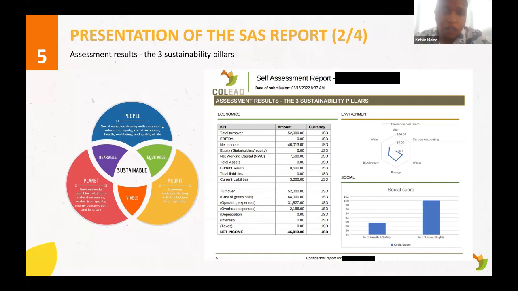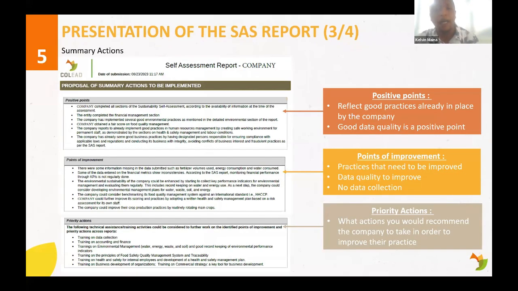Looking at economics, you can see the summary of the economics of the organization all the way to the net income indicated here. So this is the summary of the presentation of the reports. But again, the report, as you're aware, has other scoring areas, and it is also able to provide recommendations and positive points of improvement, and so on and so forth.